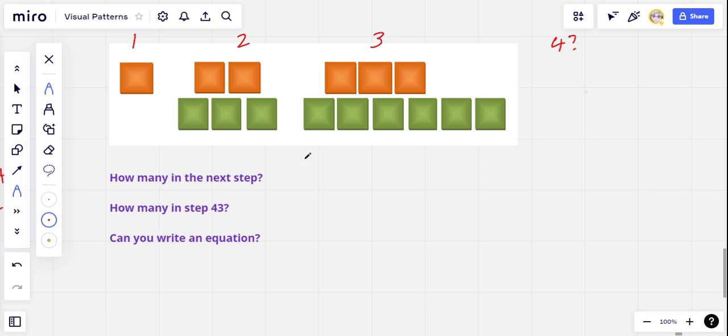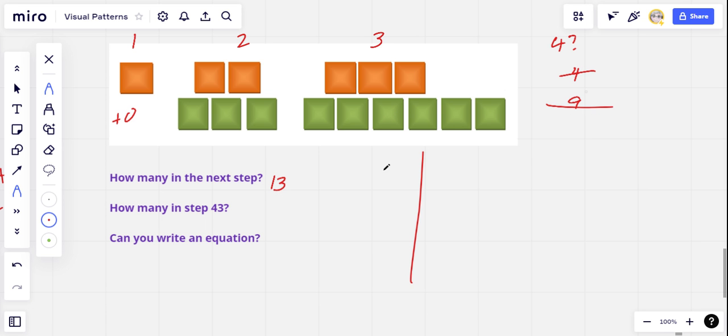But then we have some green boxes being added. First, there are 0 green boxes, and then there are 3 more, and then there are 3 more on top of that. So if I were to predict step 4, I think there would be 4 orange boxes, and then 3, 6, I'm going to guess 9 green boxes in that bottom row. So 4 plus 9 would be 13. So I'm thinking 13 in step 4.